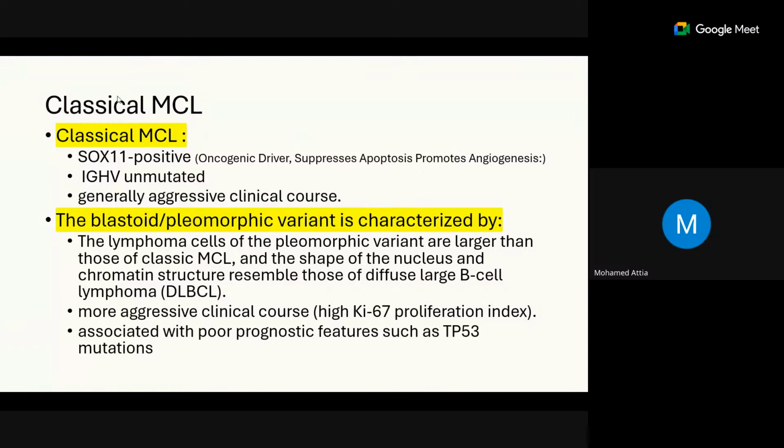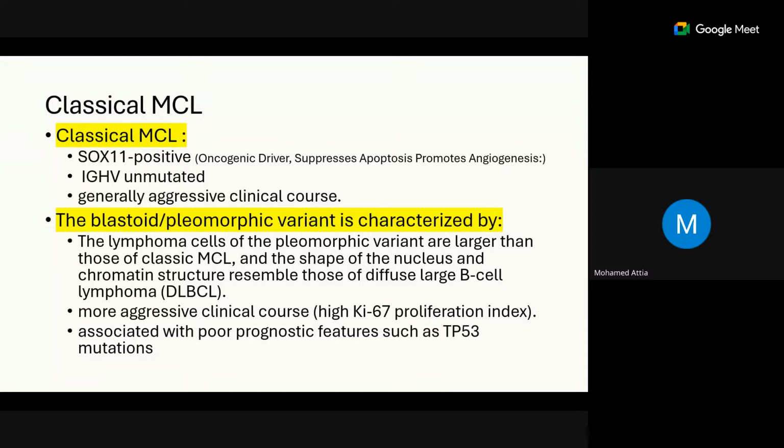The blastoid form will behave like a large, intermediate-size, larger-size cell, and it behaves like diffuse large B-cell lymphoma, and will acquire a higher Ki-67 proliferation index. So it will be highly proliferating, not indolent like the classical form. It will be aggressive. It will be large cells, and at the same time, it will not be chemosensitive, unfortunately, like the classical diffuse large B-cell lymphoma. It will be similar to the ABC form, the activated B-cell diffuse large B-cell lymphoma, if you remember.